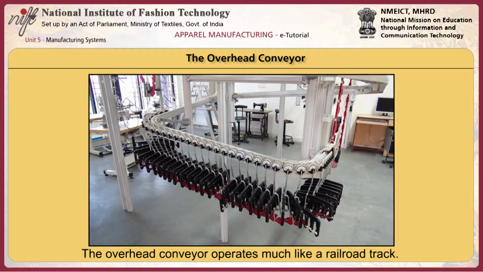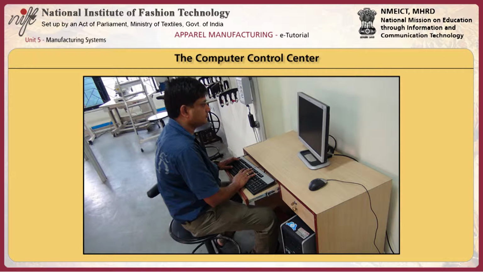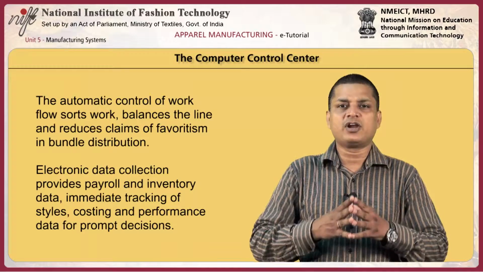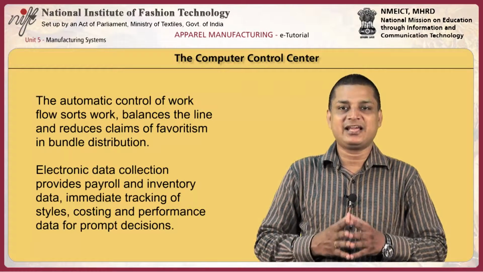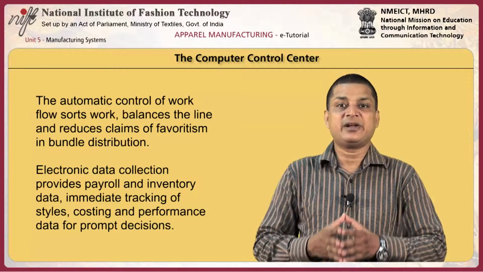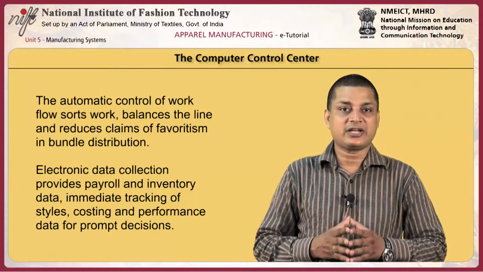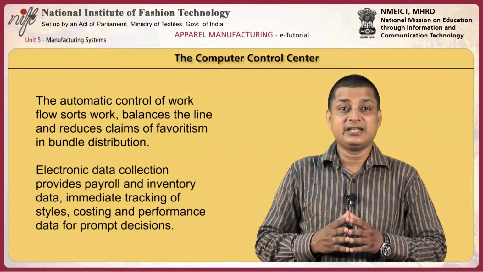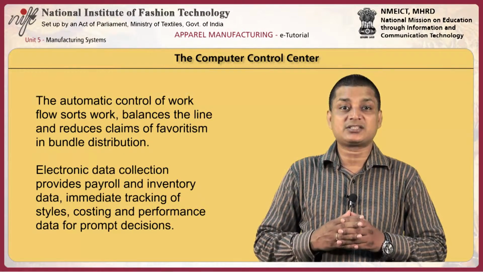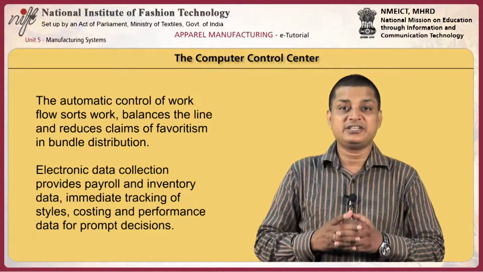At the completion of an operation, the operator presses a button and the carrier moves on to the next operation. Most unit production systems are linked to a computer control center that routes and tracks production and provides up-to-the-minute data for management decisions. The automatic control of workflow sorts work, balances the line and reduces claims of favoritism in bundle distribution. Electronic data collection provides payroll and inventory data, immediately tracking the styles, costing and performance data for prompt decisions.